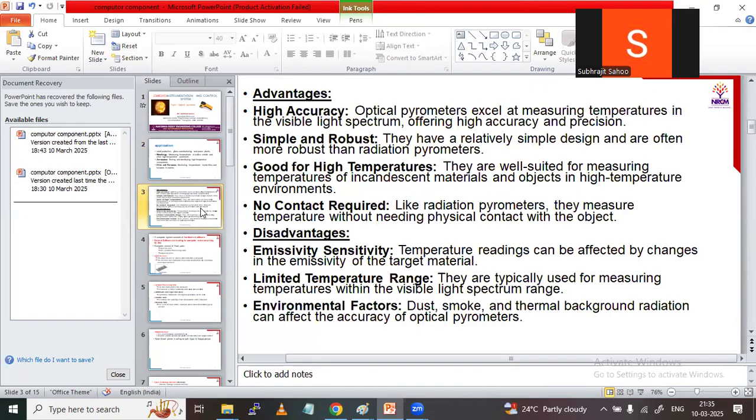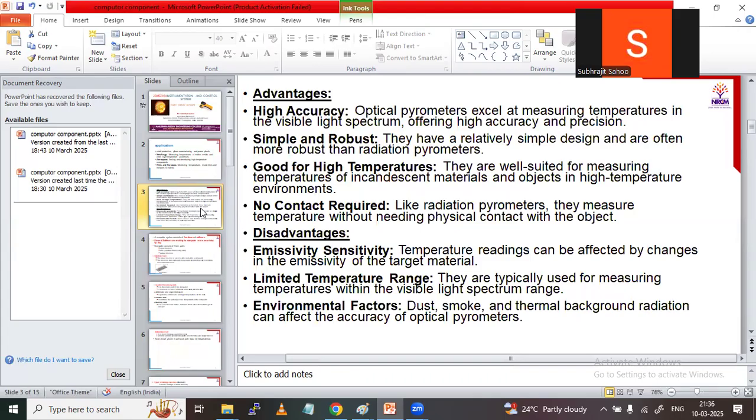Advantages: high accuracy, just like a radiation type, and simple and robust, very strong. These are very rigid instruments, because they are exposed to very high temperature regions. It should be very robust, right? And good for high temperatures. As I already mentioned several times, it is used in high temperature regions, around 3500 to 4000 degrees Celsius, and no contact is required, so it is suitable for moving objects also.